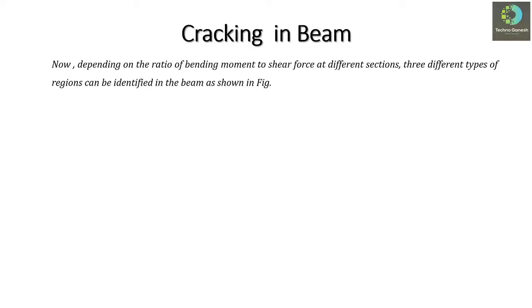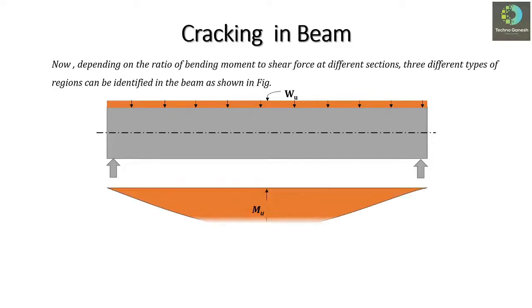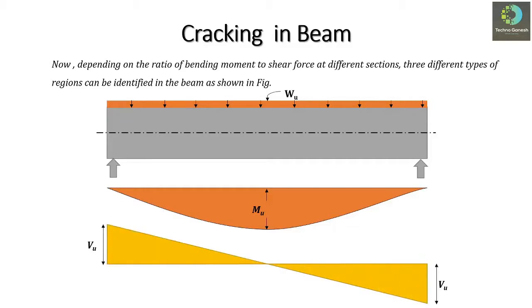Suppose we take a beam subjected to external loading, which is a UDL, and the beam is simply supported. The bending moment variation will be a parabolic profile, and the shear force will be maximum at the supports and zero at midspan, whereas the bending moment will be maximum at midspan and zero at the supports. So the bending moment diagram and shear force diagram are exactly opposite to each other in nature.